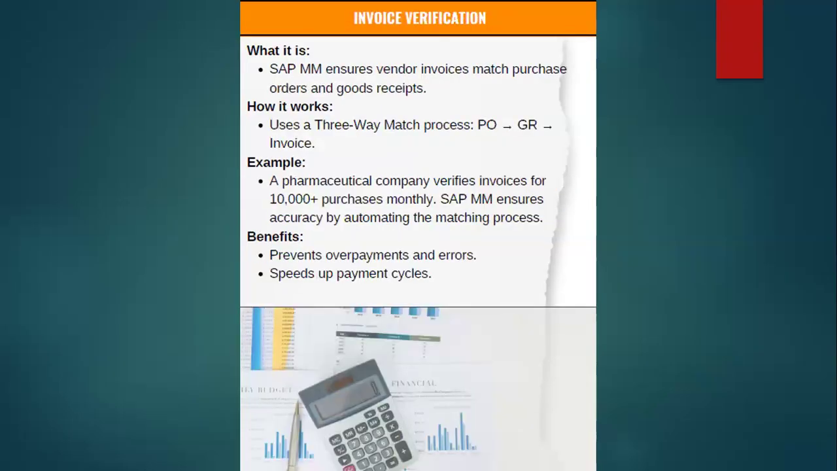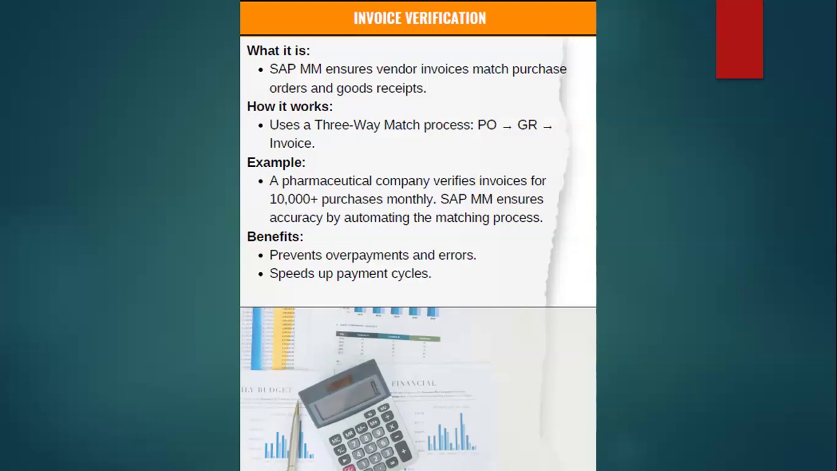Now coming to invoice verification. SAP MM ensures vendor invoices match purchase orders and goods receipts. Okay, I have created a purchase order of 1,000 rupees. So I should match what the vendor is asking for as payment. If the vendor is asking for 1,100 rupees, is it good or not? If I don't check the purchase order and goods receipt, I wouldn't know whether the invoice I received is correct or not. So for this, I need to match the invoice with the goods receipt and purchase order also.